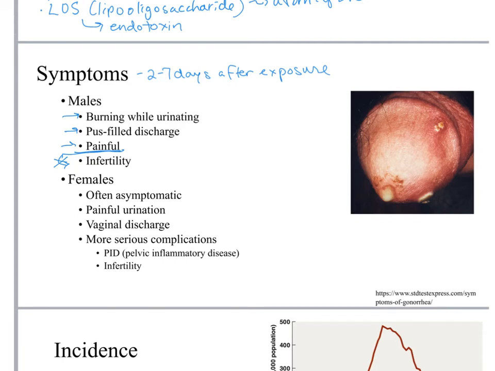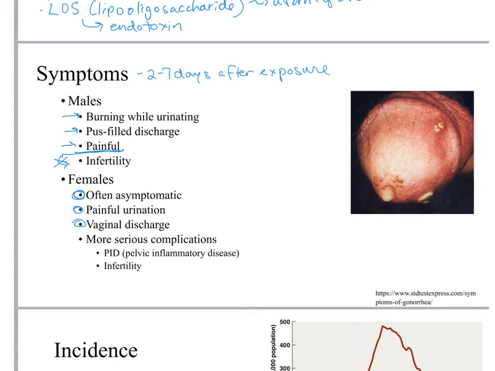Females, it's a little bit more complicated because most of the time they're not feeling any symptoms. So you might think, well, no problem then, but that doesn't mean that it's not doing any damage. When there are symptoms, they are often confused with something else. So painful urination might commonly be a urinary tract infection in females, or some vaginal discharge might be due to a yeast infection. So if these things are treated in an inappropriate way, it's not going to do any good.